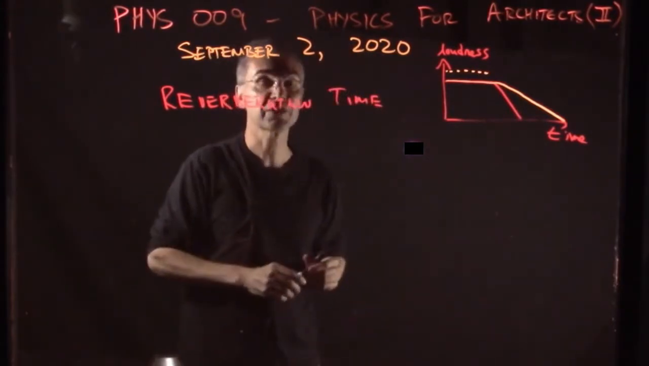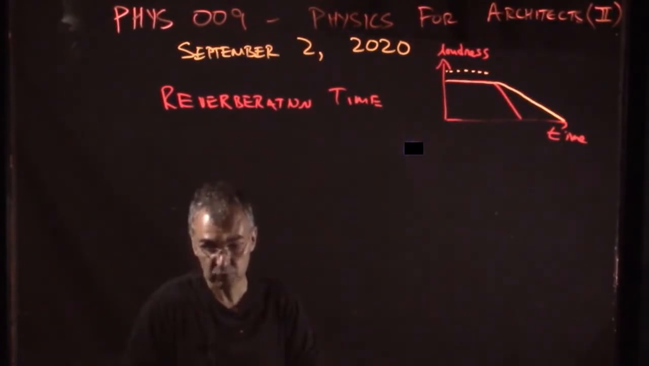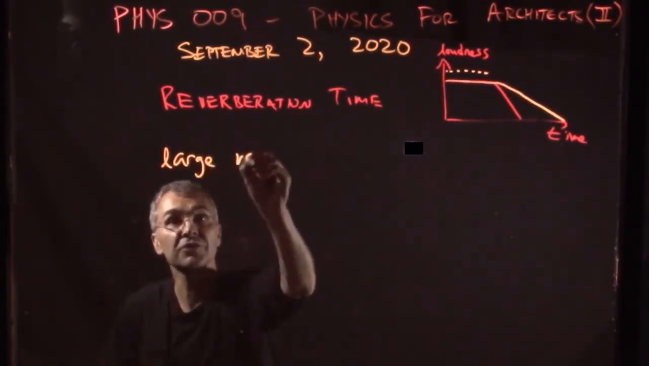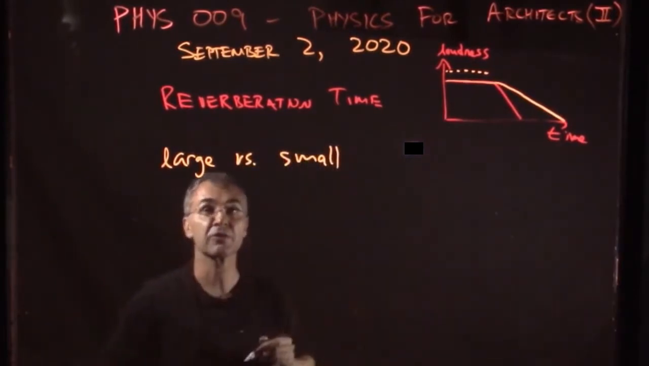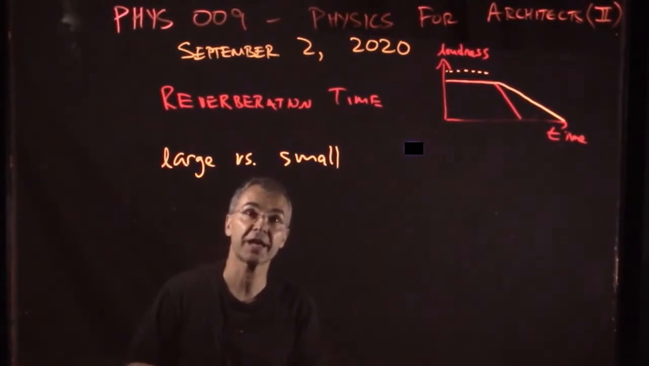So we're going to hear that in just a minute with an example. Here's another thing to think about. What kind of space sounds more live or more reverberant? How about a large versus a small space? So do you expect a larger reverberation time in a large space versus a small space? And I guess for that, you can think about a classroom versus a cathedral maybe.